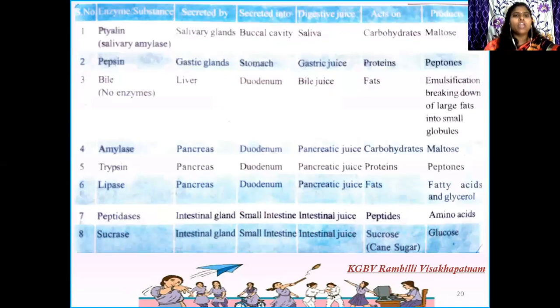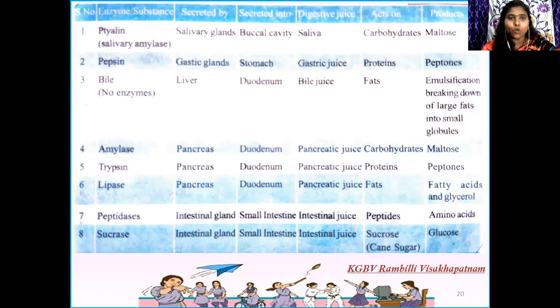See this tabular form. Many of the enzymes are there. Here enzymatic substances: ptyalin, pepsin, bile, amylase. You know very well in bile no enzymes are there. Trypsin, lipase, peptidase, sucrase. And which glands secrete them, and into which part they are secreted, is also mentioned here, and all those enzymes are acting on which substances.